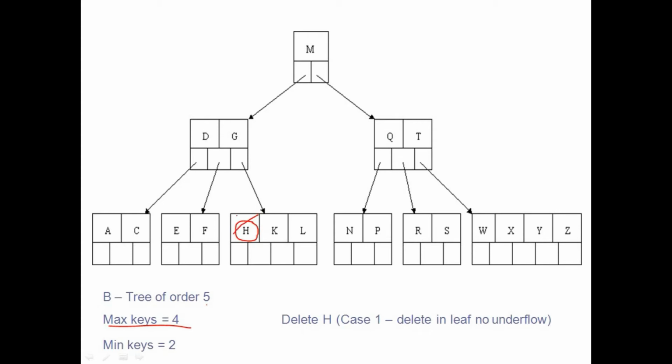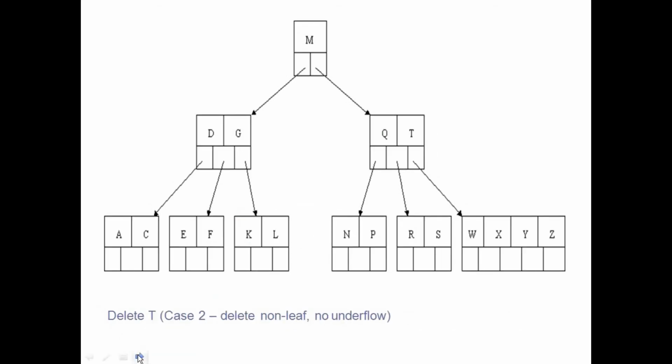If you delete this particular H, it can have a maximum of 4 and a minimum of 2 keys. So after deletion of H, this leaf contains 2 keys. So this is no underflow condition and your tree looks like this. Now case 2. In case 2, we have to delete T from the tree.